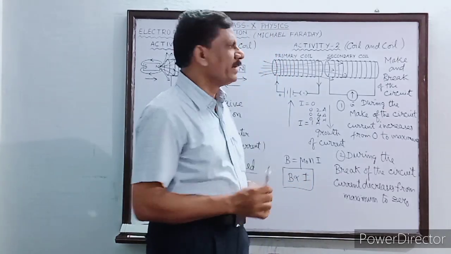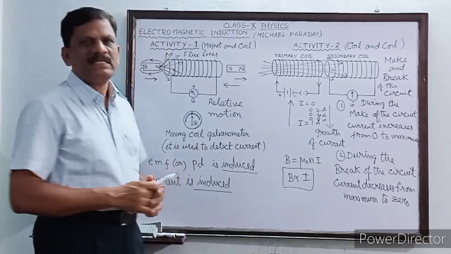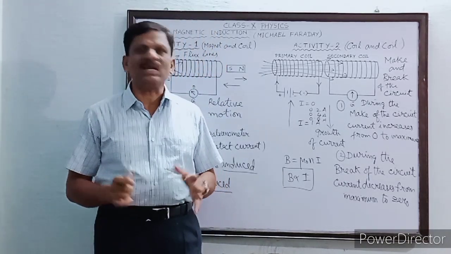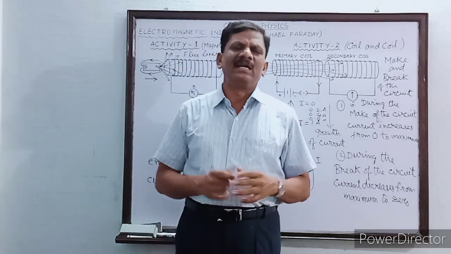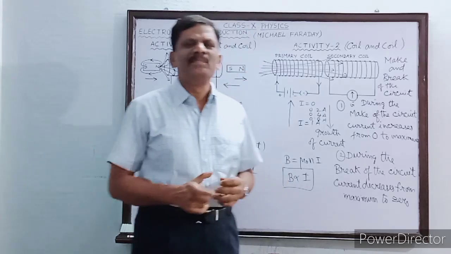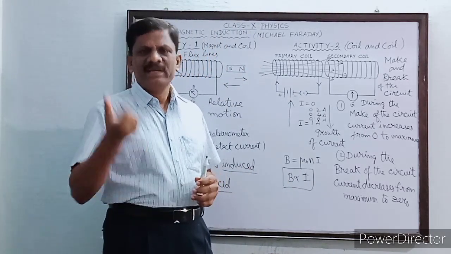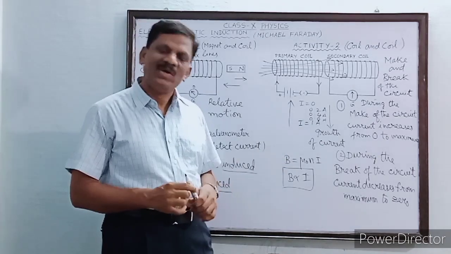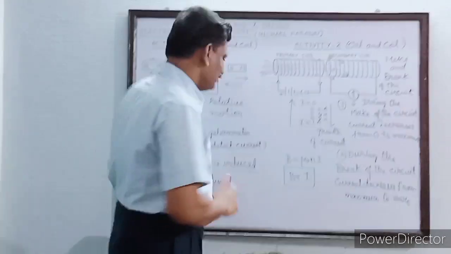Understand? So once again I will tell you, my dear students, electromagnetic induction is the phenomenon of inducing an EMF and current in a closed circuit by changing the magnetic field lines linked with the circuit or coil. Have you all understood? Okay, fine. We will see in the next topic.